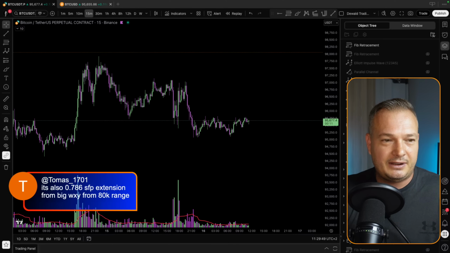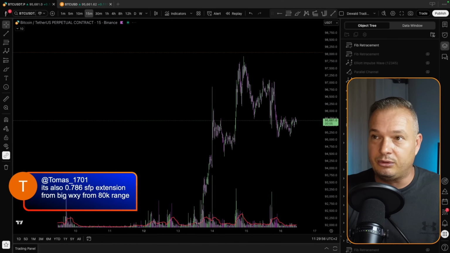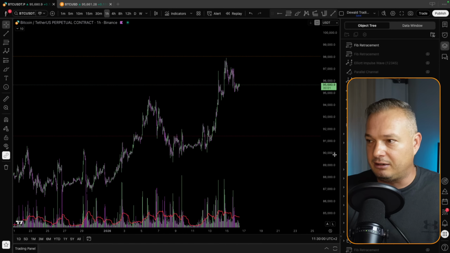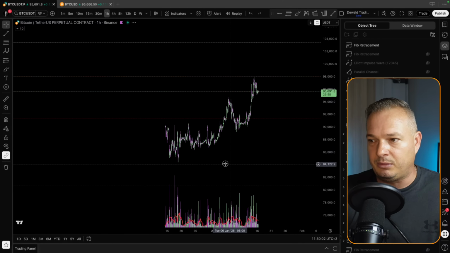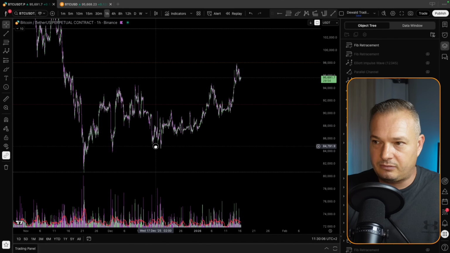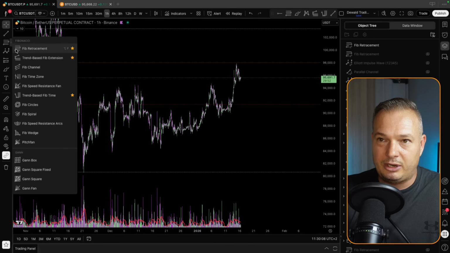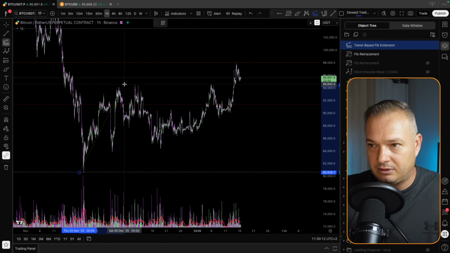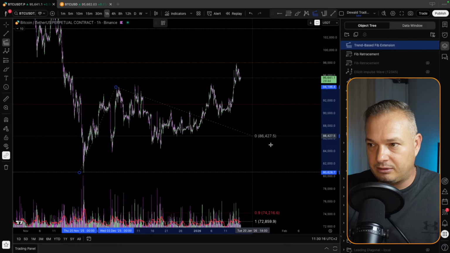It's also a 0.786 SFP extension from Big W. Yes, you're right. Thomas, yes, I mean, look at this. I know exactly what you mean. If you take your trend-based fib extension, I actually didn't keep an eye on that level. From this high to this low.